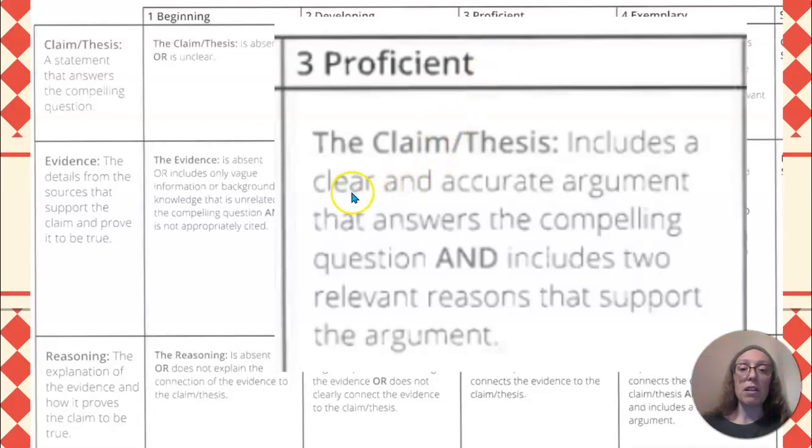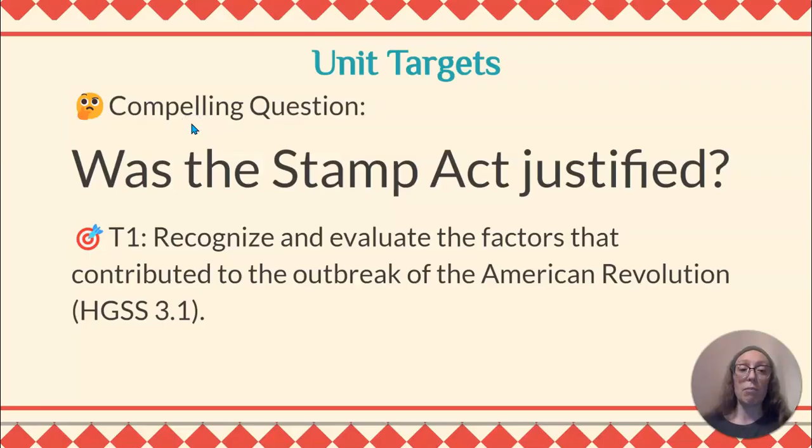The first part is a clear and accurate argument that answers the compelling question. So let's start by looking at the compelling question. Was the Stamp Act justified? To answer the compelling question, the easiest way to do a good, simple, basic claim statement is to take keywords from the compelling question and use those in our claim.